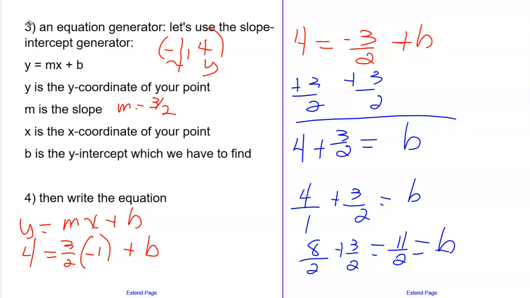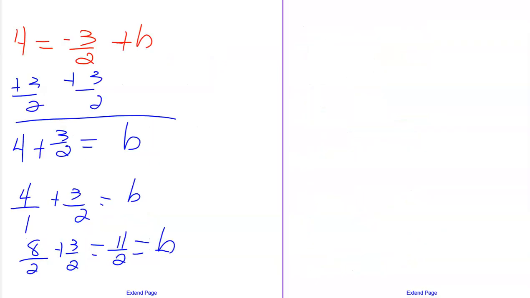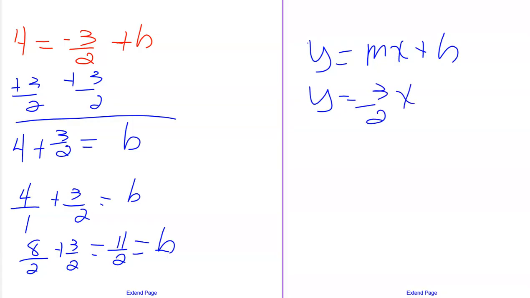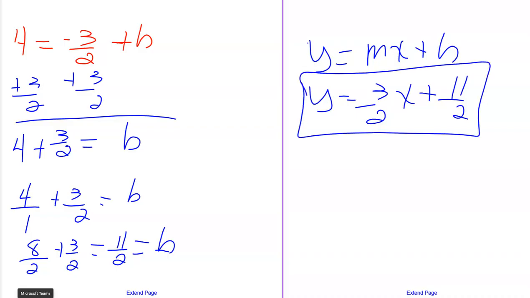So I have everything that I need. I have the slope and I have the y-intercept. Now I just write the equation of the line. y equals mx plus b. My slope is 3/2 and my y-intercept is 11/2. So this is the equation of my line. Hope this helps, and I'll talk to you later.